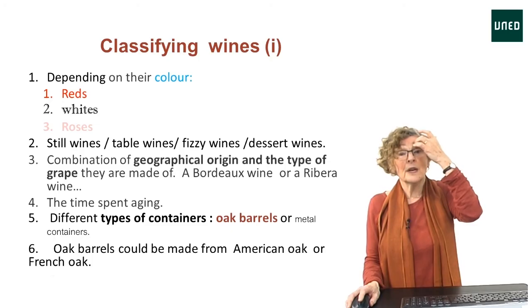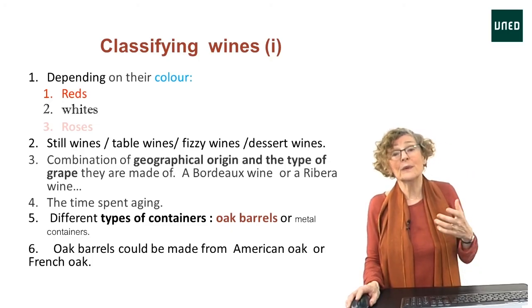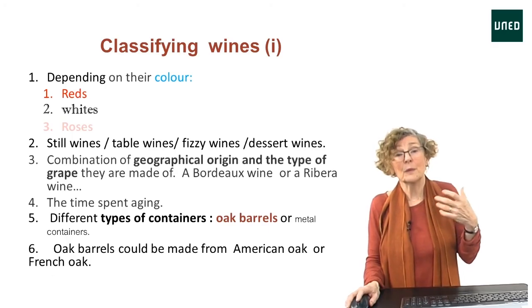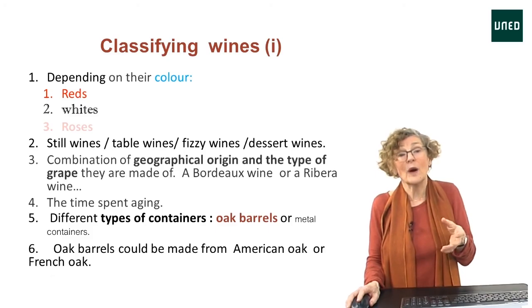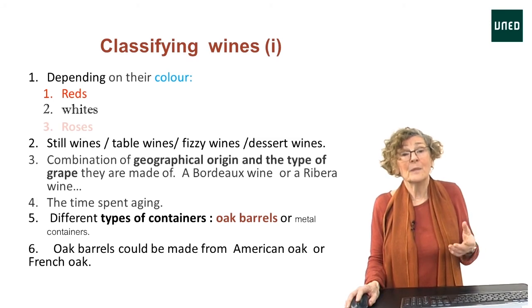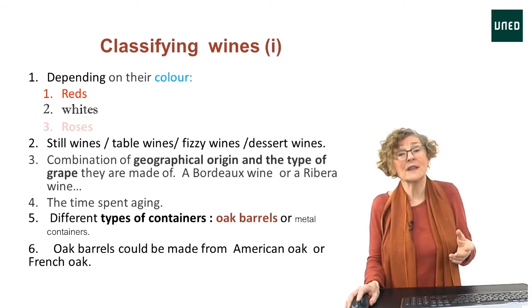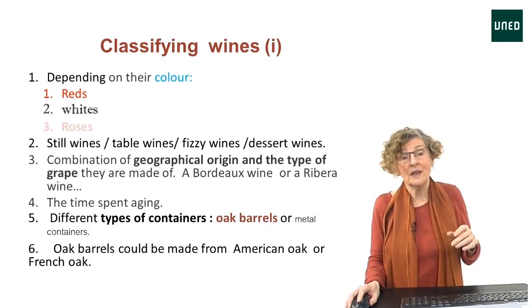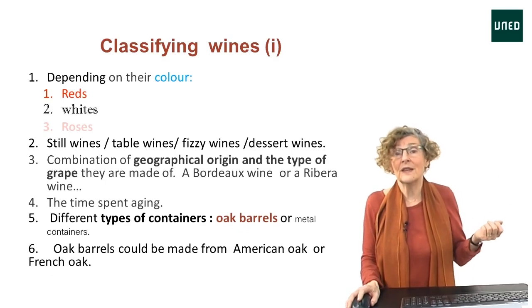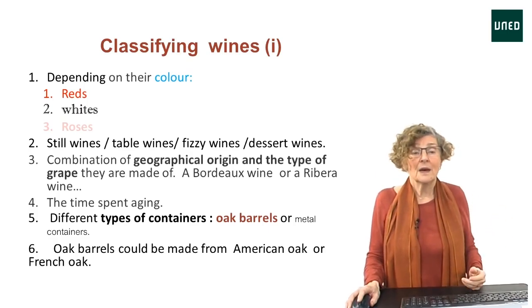Wine, as I said before, can also be classified depending on a combination of the geographical origin and the type of grape they are made of. For example, a Bordeaux, a Ribera wine. These wines are named after their origin only. But certain qualities of these wines are closely related to the place of origin, obviously to the types of soil and the place they are found on. We have seen already the different types of soils.